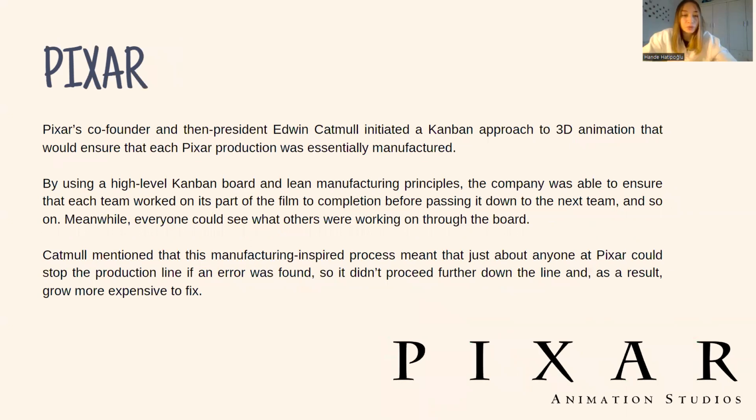Edwin Catmull, who is the founder of Pixar, implemented a Kanban approach for 3D animation to ensure each Pixar production was manufactured efficiently. This process used a high-level Kanban board and lean manufacturing principles to ensure each team worked on their part of the film to completion before passing it down to the next team. Also, through the Kanban board, everyone could see what others were working on. And this whole Kanban method allowed anyone to stop the production line if any error was found, so the process didn't continue any further. Therefore, the cost to fix that error was reduced with this method for Pixar with Kanban.